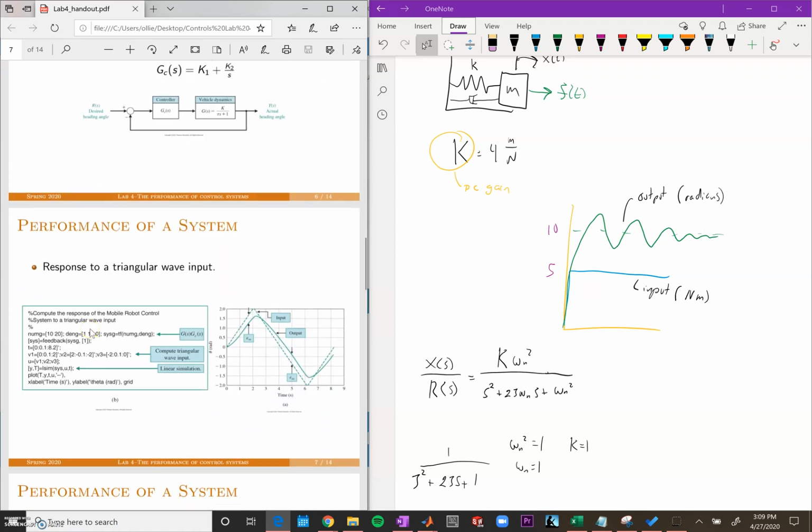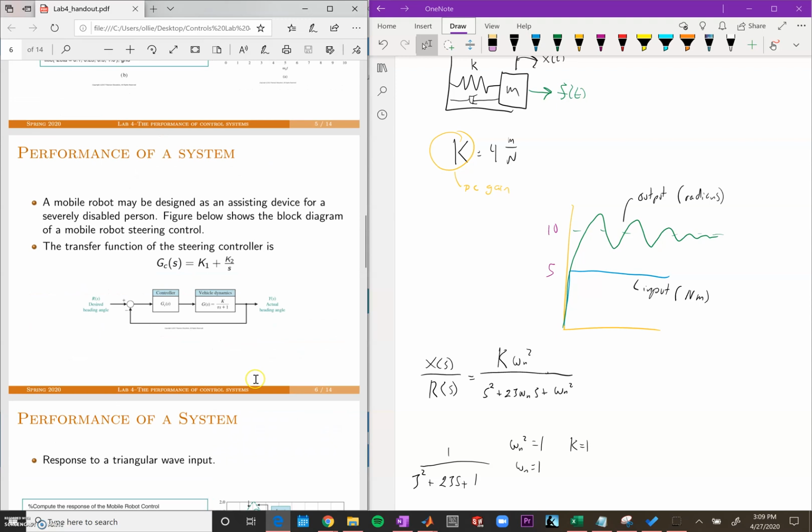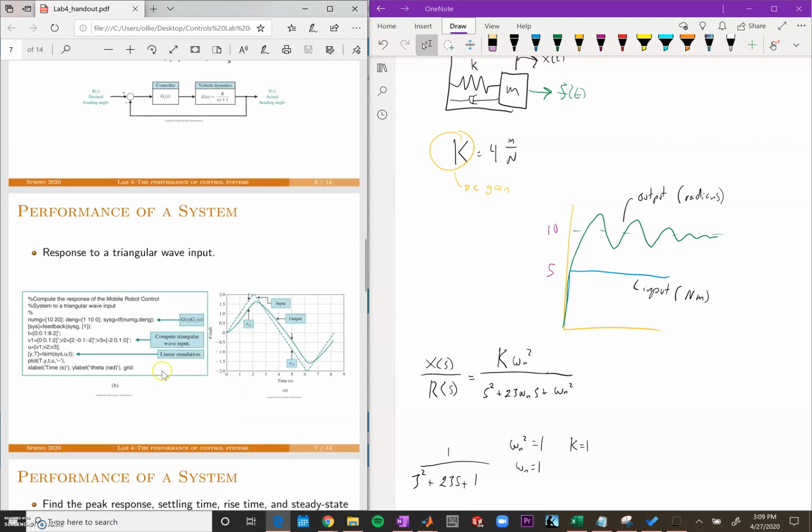But what if we input, say, a triangular wave? If we input a step, it's going to slowly get there. If we say, okay, go here, and then here, and then here, which is what we do here, we input a triangular wave, which is pretty much a bunch of ramps put together. So there's a ramp up, a ramp down, a ramp up, and we can simulate the response of our system. So you can see that our system has some dynamics, right?